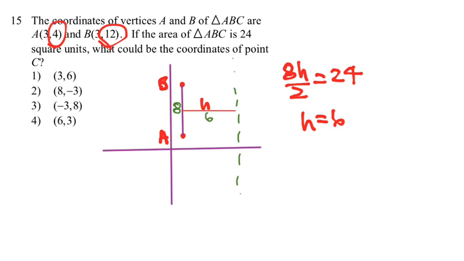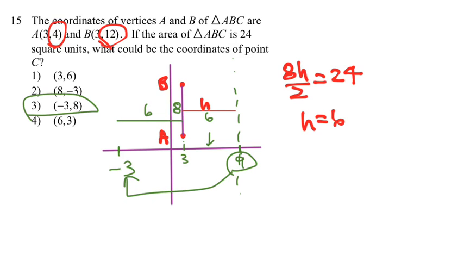Then I don't know where the point C might be, but it should be along that green dotted line. So the green dotted line has to be 6 units away from 3, that means 9, or if I go the other side, 6 units below 3 would be -3. So choice 3 becomes the answer.